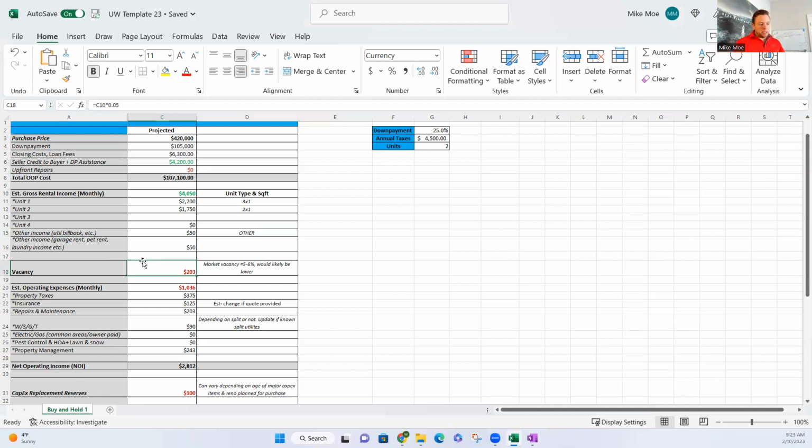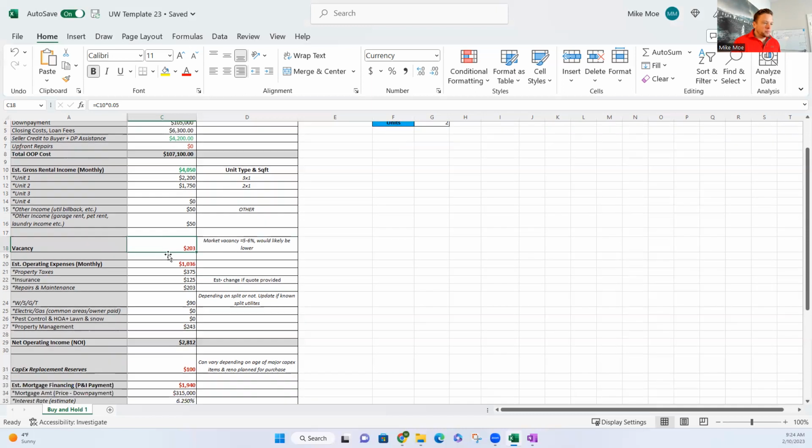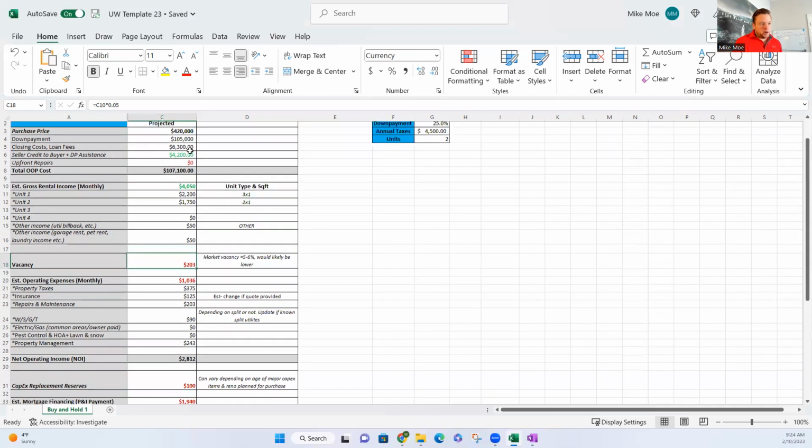But regardless, you still want to underwrite or estimate with some vacancy, because ultimately at some point in time over the ownership, you're going to have it. And market-wide averages are anywhere from 4 to 6%. And that is already calculated in here. So it just takes it off your gross rents.